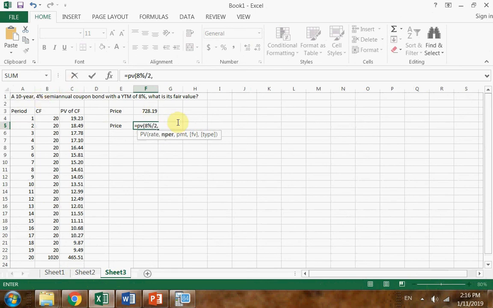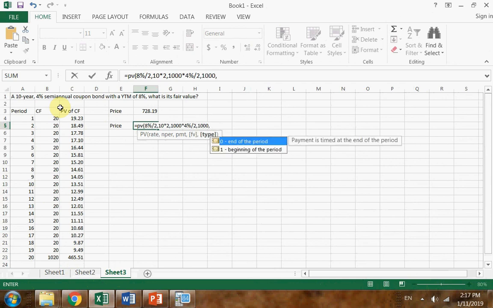Then how many periods do you have? It's a 10-year bond, and it's semi-annual, so you are going to have 10 times 2, 20 periods. And your payment for each period is going to be 1,000 face value times the 4% coupon rate. That's the annual coupon payment, so you have to divide it by 2. And what is your future value? That's going to be 1,000. And the type should be 0 because the payment is delivered at the end of each period. Or you can just skip the 0.